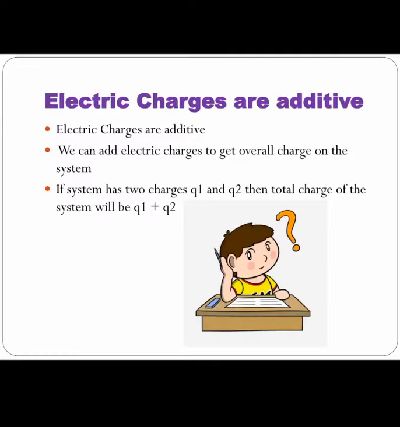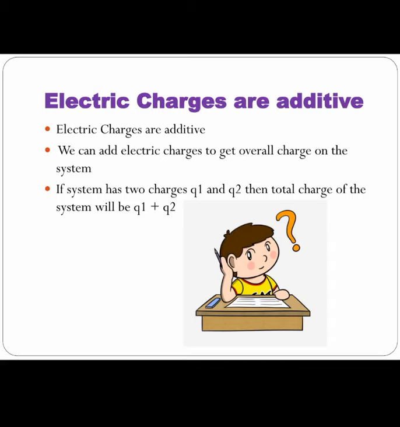The first property of electric charge: electric charges are additive. We can add electric charges to get the overall charge of a system or object. If a system has two charges, Q1 and Q2, then what is the total charge of the system? This equation gives us Q1 plus Q2.